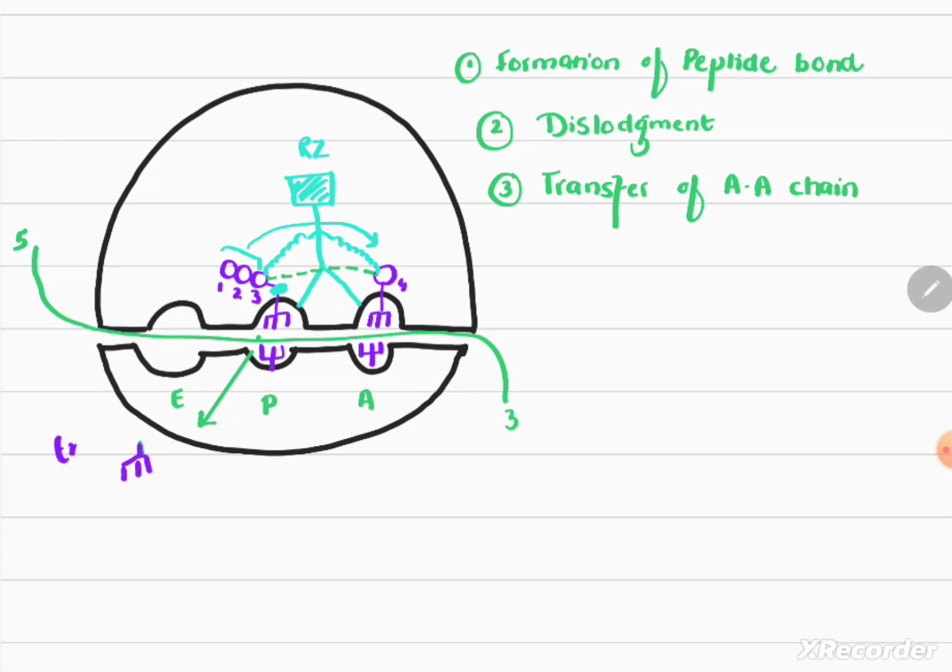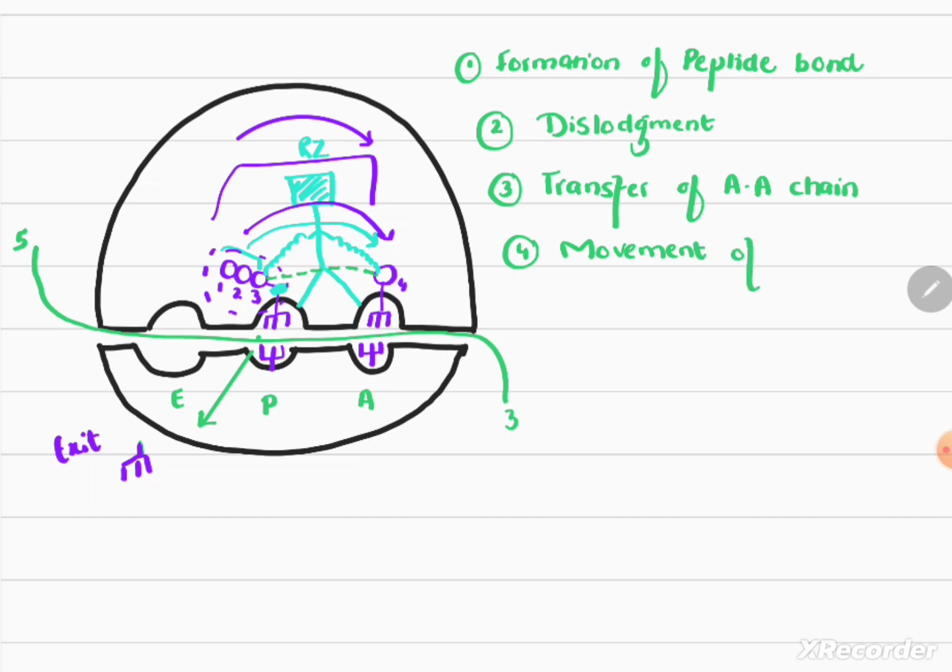It will exit, and this whole complex will move from the 5' side towards the 3' side of the messenger RNA. So this whole complex, which is here, will be moved towards this side, right? The fourth step is basically movement of the complex. Imagine this activity in your head: this whole complex will be transferred from the P side towards the E side. So there is this movement of the complex, and this movement is also called translocation.